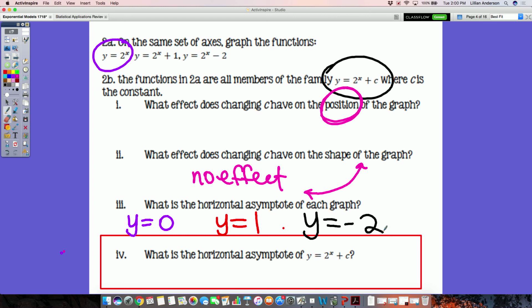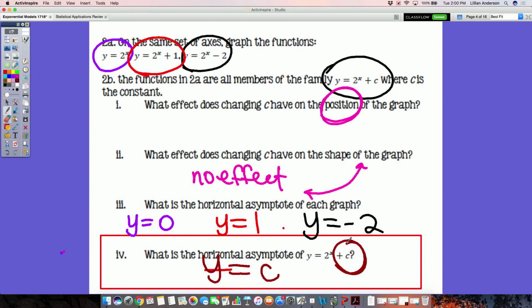So for this one, it was -2. For this one, it was y equals 1. So in general, what's the horizontal asymptote of 2 to the x plus c, whatever c is? And that will always be the case. Whatever number's being added at the end, or it could even be at the beginning, whatever's being added to that exponential part, the part that has the exponent in the base, it's going to be y equals c. Okay?